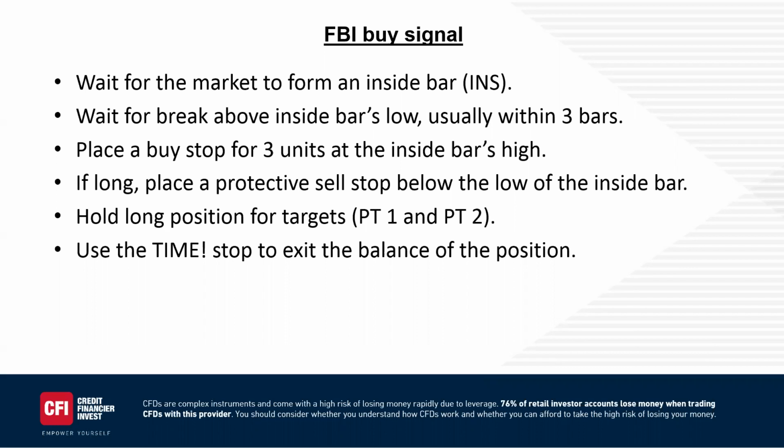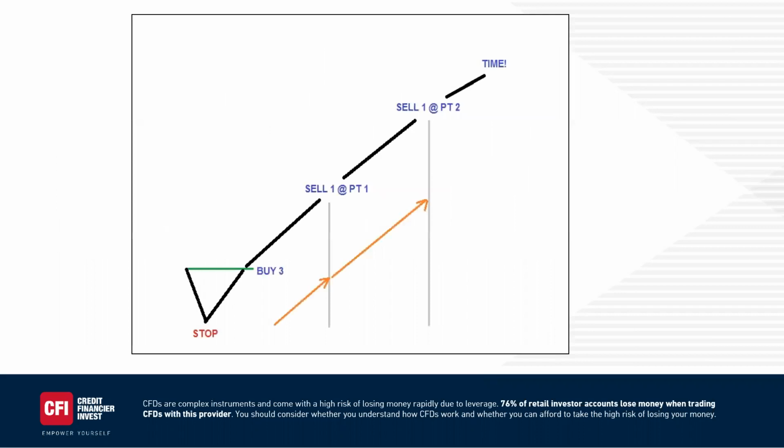Okay, next thing is to calculate your partial profit targets. So I said place a buy stop for 3 units. I always like to enter in a size which I can divide by 3 so that I can take partial profits at different price levels. I call them PT1 and PT2. So I calculate these levels at which to put limit orders to sell some of my long position. If the market hits them, happy days, take profits, move on. And I use the time stop to exit the balance of my long position.